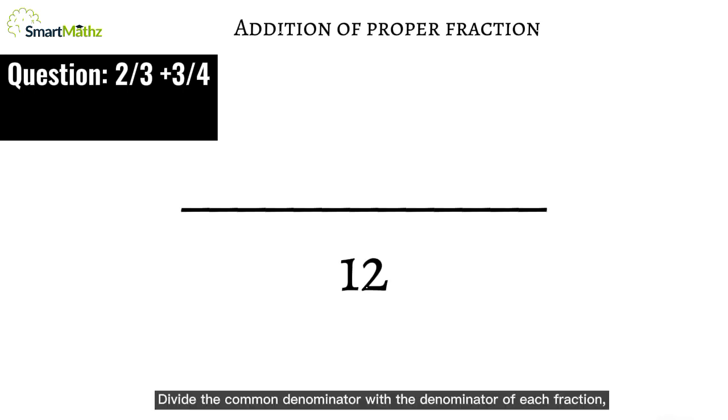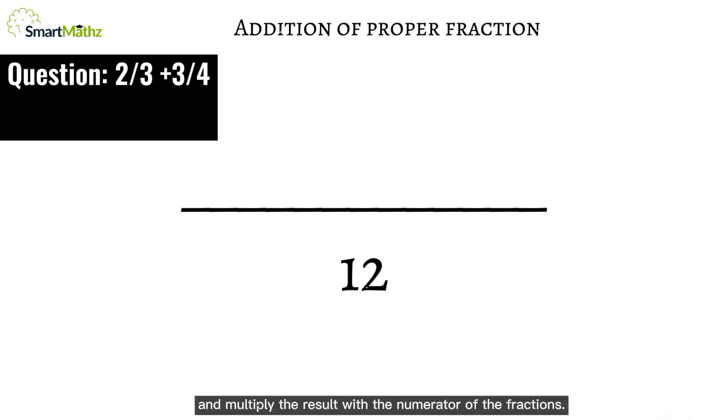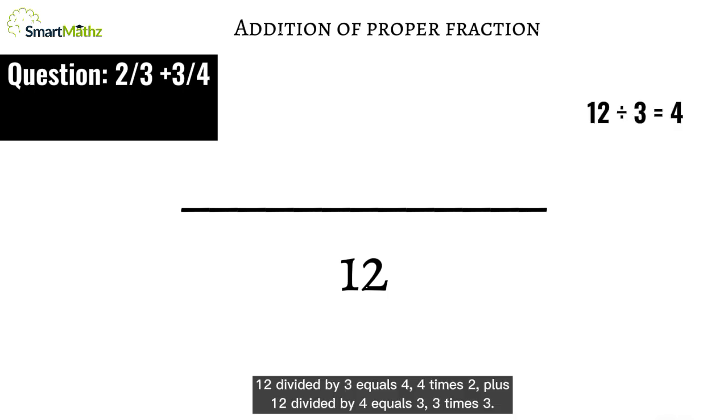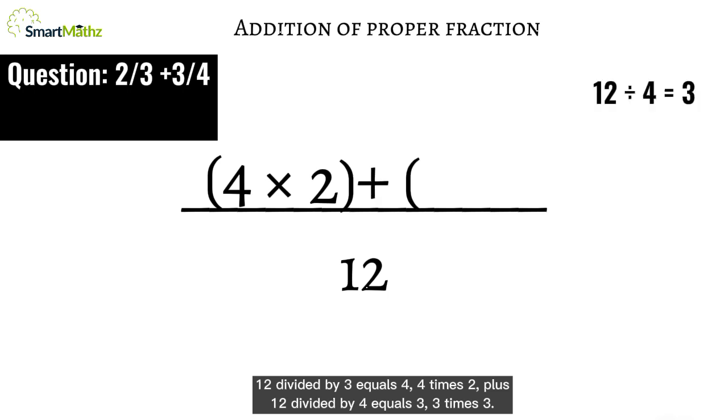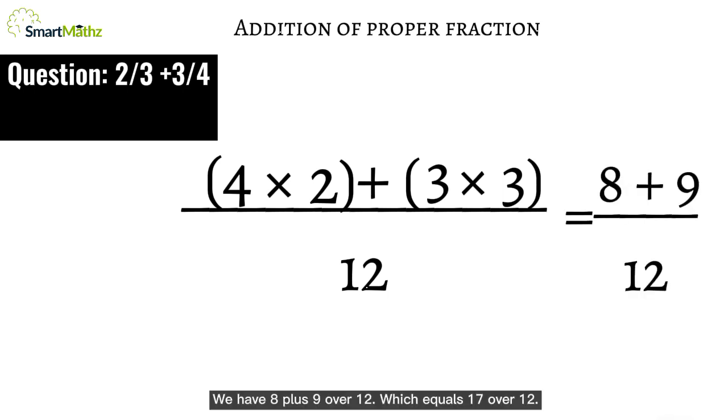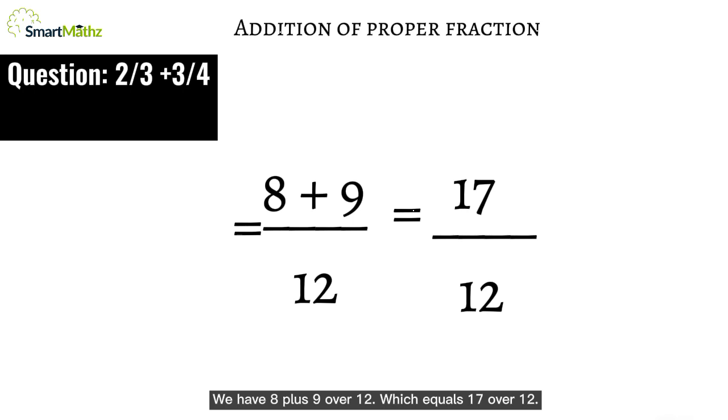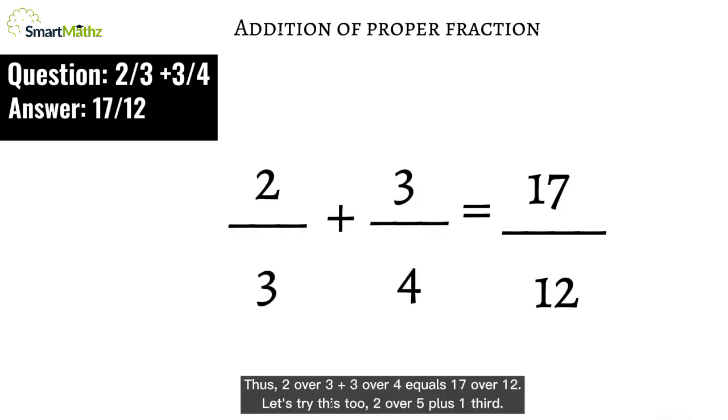Divide the common denominator by the denominator of each fraction, and multiply the result with the numerator of the fractions. 12 divided by 3 equals 4. 4 times 2, plus 12 divided by 4 equals 3, 3 times 3. We have 8 plus 9 over 12, which equals 17 over 12. Thus, 2 over 3 plus 3 over 4 equals 17 over 12.